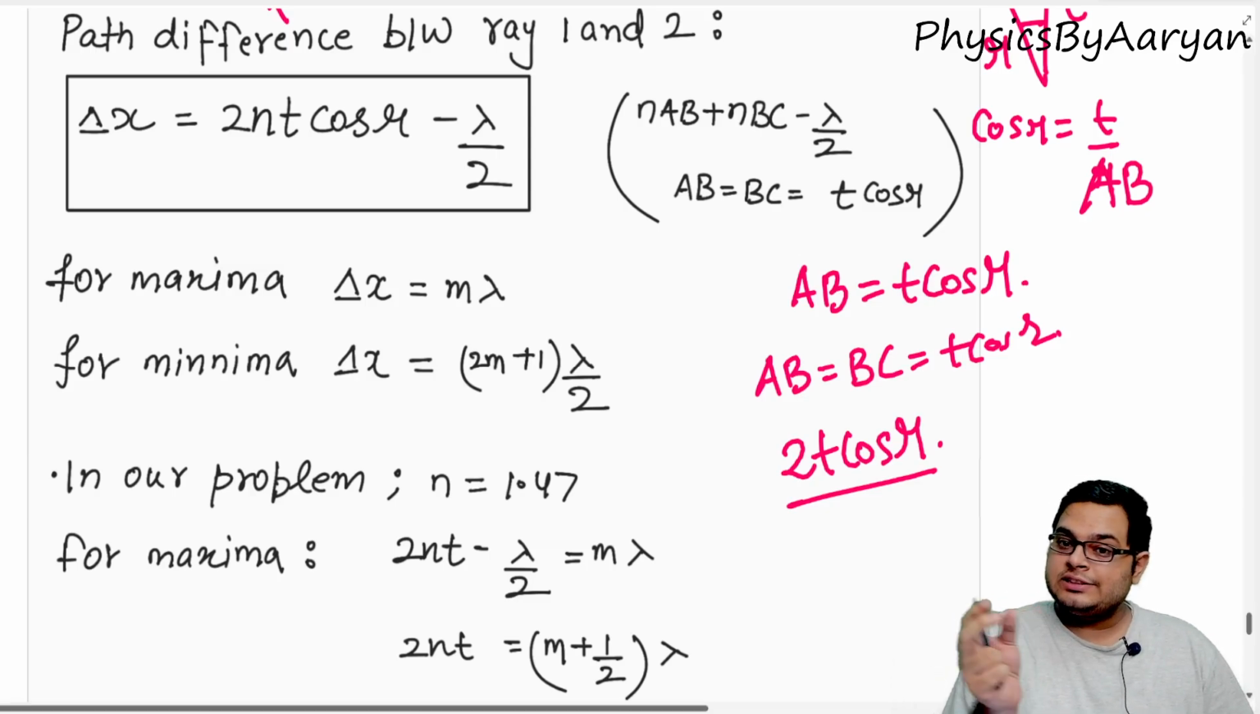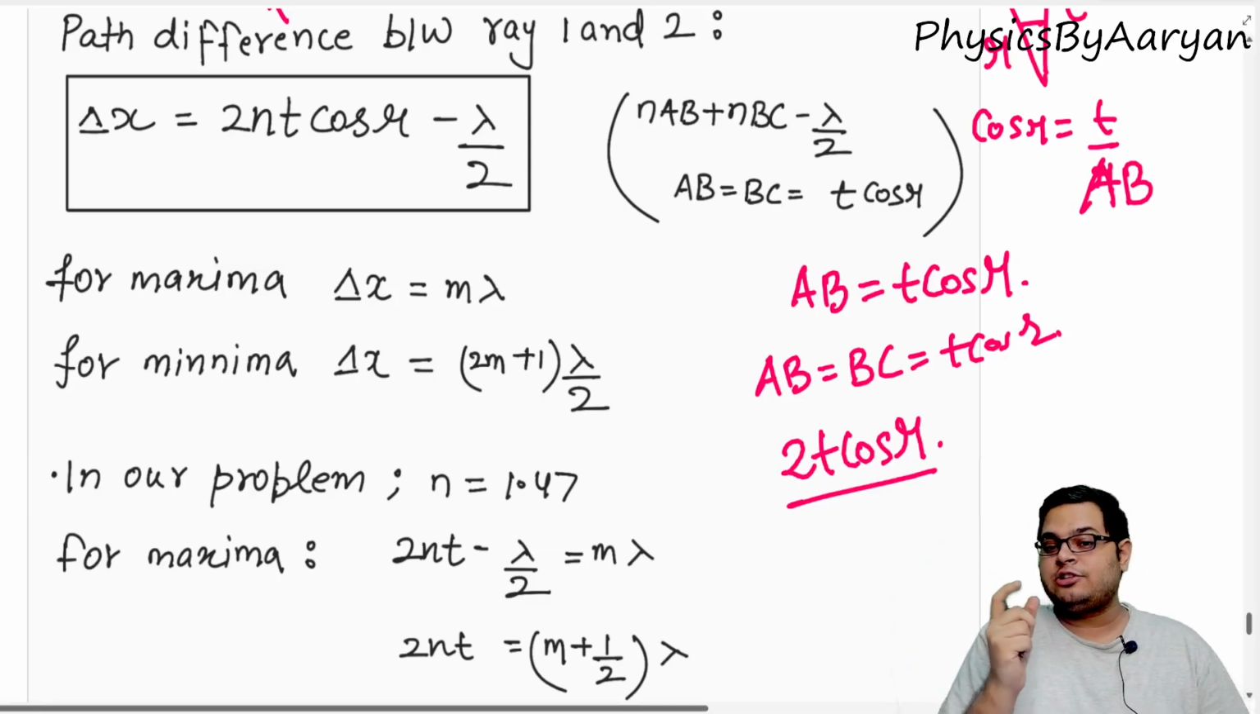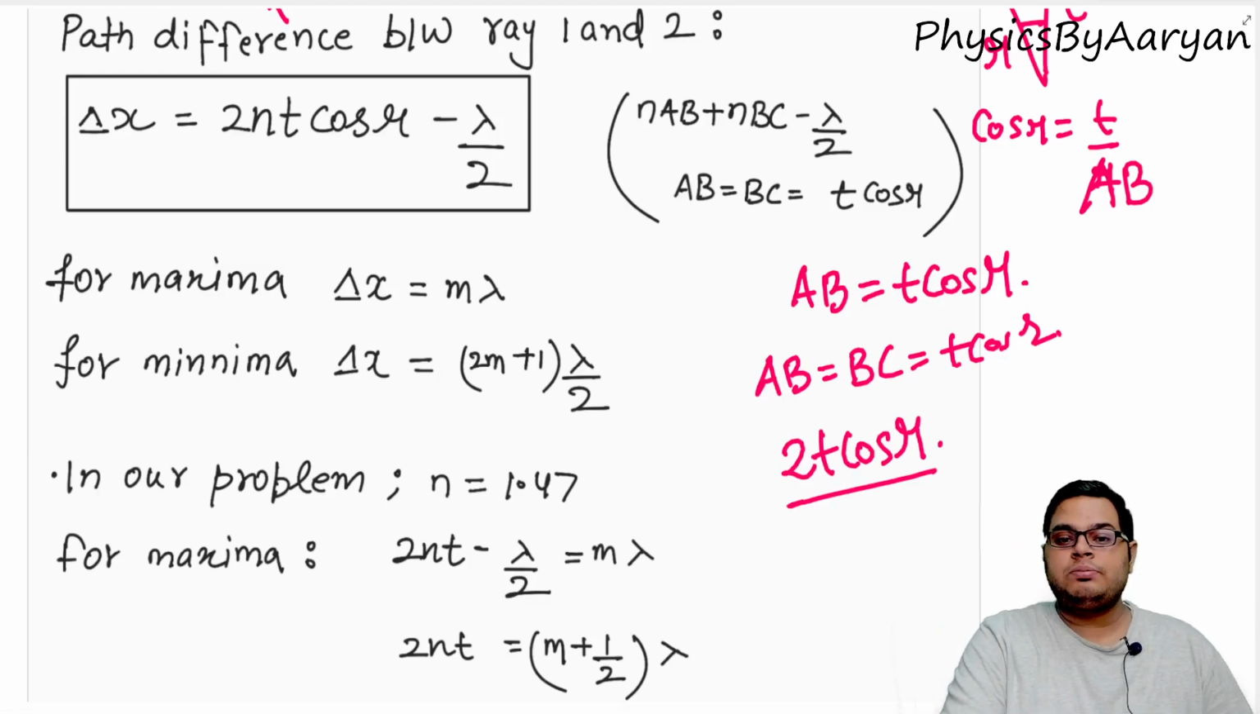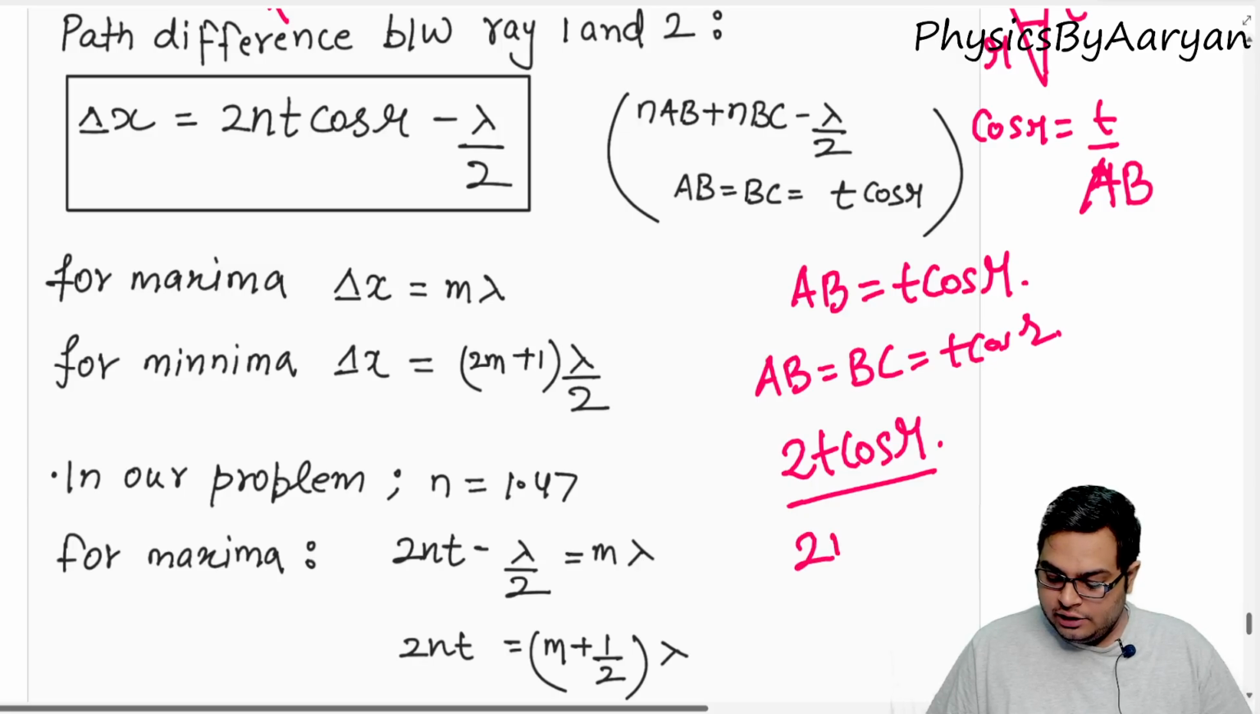But since this difference is inside the material, we don't take the actual path difference, we take the optical path difference, which is going to be 2nt cos r.